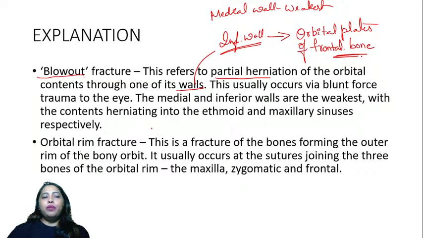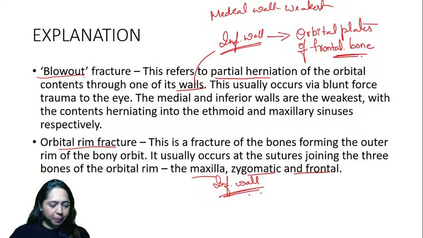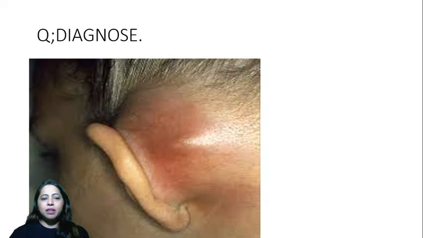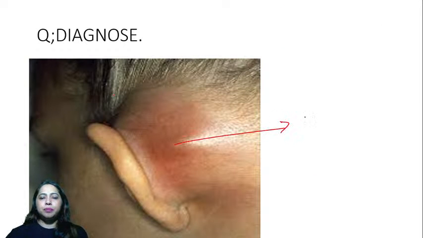Okay. Now we were talking about blowout fracture, orbital rim fracture you can see, and then you can see that the maxilla, zygomatic, frontal, all these bones are involved in the inferior wall. So that is what has happened. Okay, next one. What is this? Anybody? Anyone who can identify what is this?